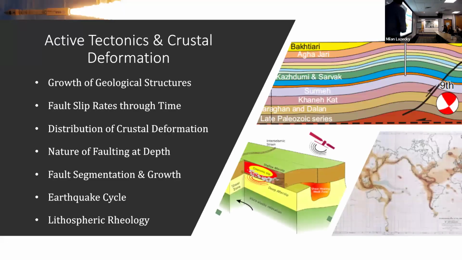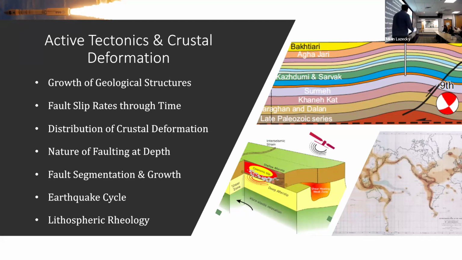And we want to do this, we want to understand active tectonics, active mountain building, crustal deformation. So how do we deform the Earth's continents? You can grow geological structures like anticlines, look at how fast these faults are slipping through time before they release their energy in earthquakes. Where in the crust is it? Is it along the edges? Is it pervasive throughout these parts of the continents? What does it look like at depth? We're taking surface observations, but we try and infer something about the behavior of the Earth at depth.